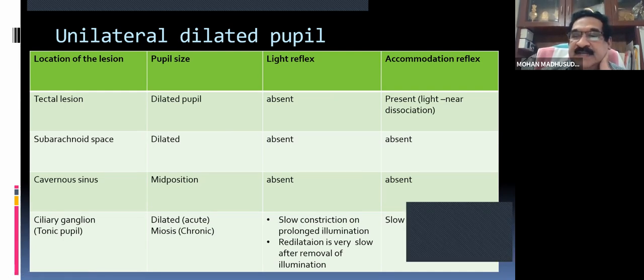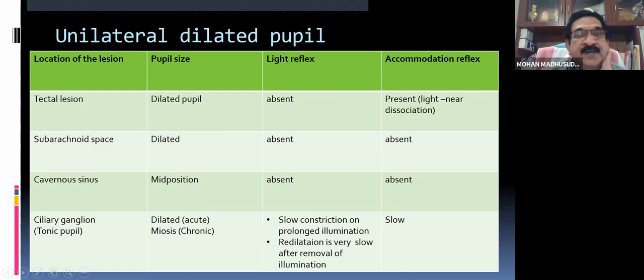Now, in the case of ciliary ganglion involvement, the tonic pupil is dilated in the acute phase, and as the disease becomes progressive, it becomes miotic. That is one point to differentiate an acute Adie's pupil syndrome from a chronic Adie's pupil. The characteristic finding is a slow constriction on prolonged illumination, and the redilatation is very slow after the removal of illumination. The same is true for accommodation, which is also slow.